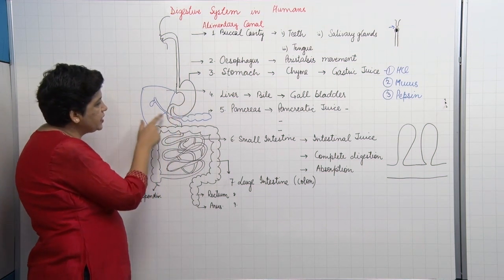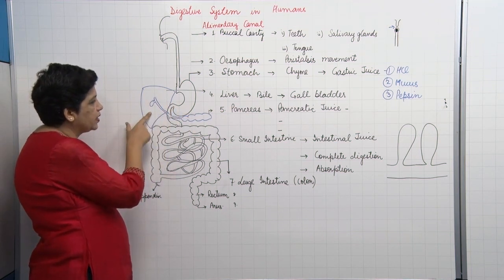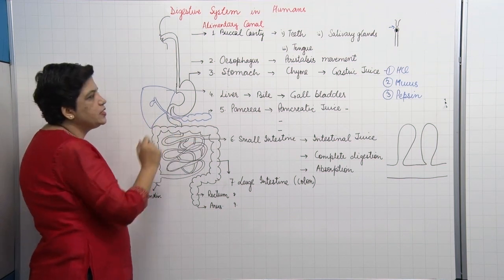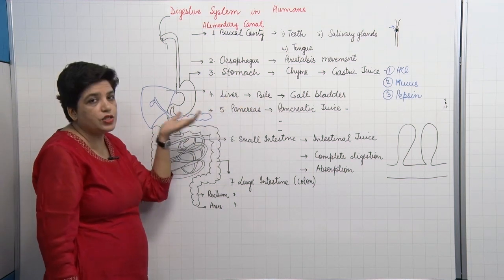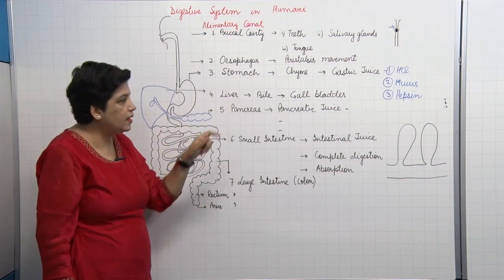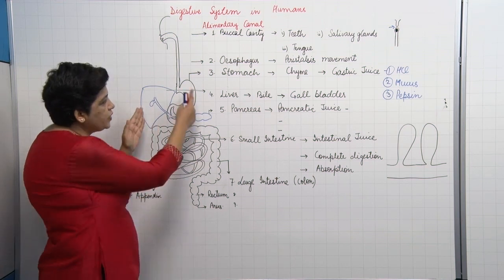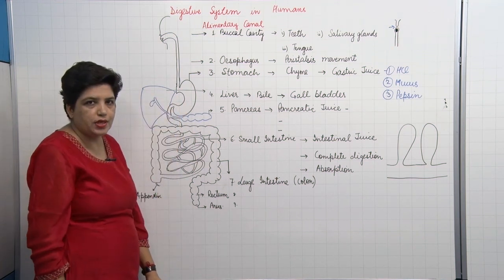At duodenum you can see there are two glands on either side of the stomach. This one is the liver and this is the gallbladder. This one is pancreas. Now the liver is the largest organ of our body. It secretes a juice which is known as bile. Bile is temporarily stored in gallbladder. Now as food enters the stomach, the gallbladder releases bile into the duodenum.